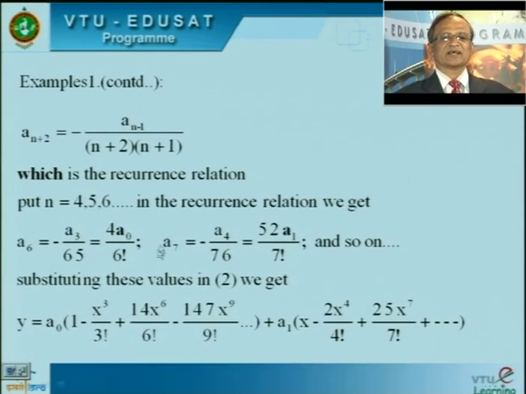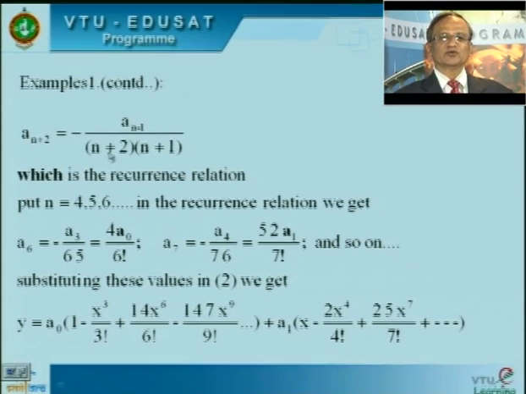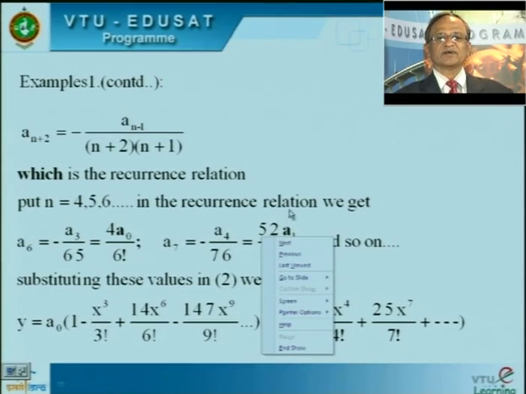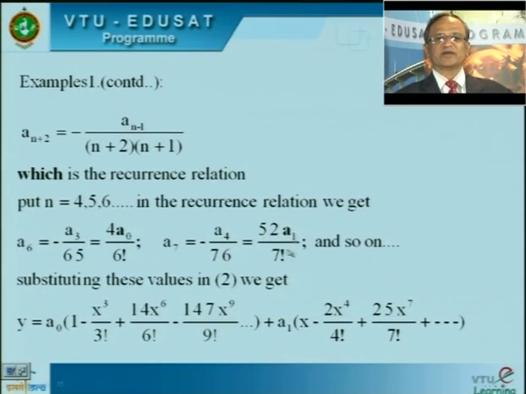Okay. Now I will calculate a7. How do you calculate a7? From the recurrence relation. Now I want to replace n by 5: 5 plus 2 is 7, 5 minus 1, a6 divided by 5 plus 2, 7, times 5 plus 1, 6. I hope you will get this term, right. Again a4 is known. I have already calculated a4. I will substitute the value of a4 in this, then I can simplify and obtain 5 into 2 into a1 divided by 7 factorial and so on. Suppose you want to calculate a8, it is possible to calculate.